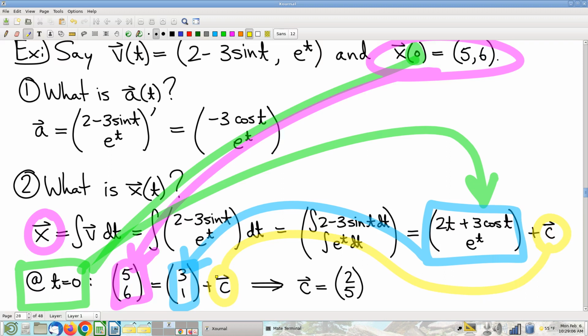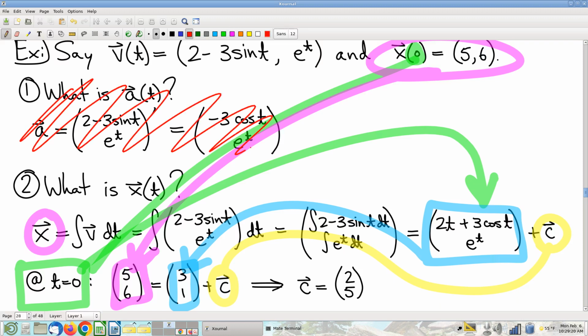Yes? So if 5, 6 is position, are we plugging in acceleration? I'm sorry, say it one more time. So if 5, 6 is like the position, why do we plug in acceleration? Not plugging in acceleration. No, acceleration is up here. Yeah. We're done with that. That was just kind of a part A. Yeah, that's right. So we're good.